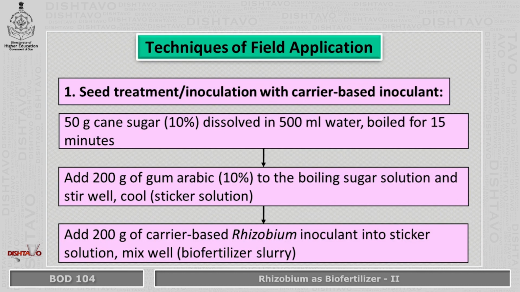Techniques of field application. Seed treatment or inoculation with carrier-based inoculant. 50 grams cane sugar is dissolved in 500 ml of water and boiled for 15 minutes, followed by adding 200 grams of gum arabic to the boiling solution, stir well, and cool. This is the sticker solution. We then add 200 grams of carrier-based Rhizobium inoculant into sticker solution and mix it well to get the biofertilizer slurry.